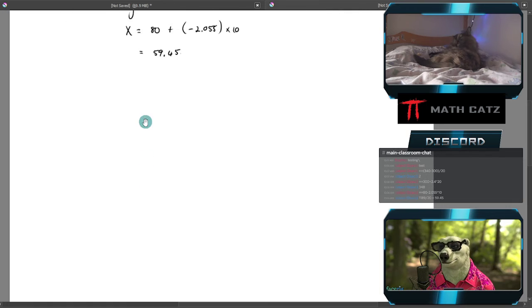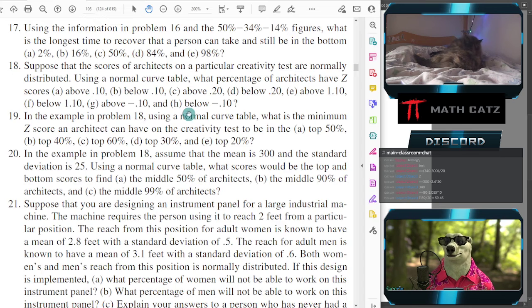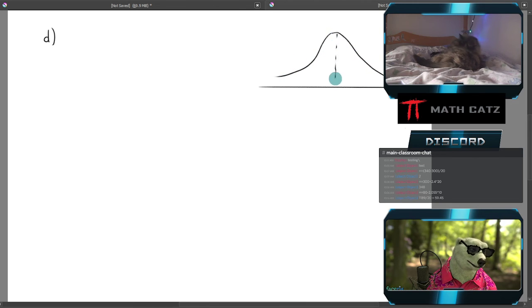Let's squeeze in one more. Why not? Let's do D. Let's see the question first. So now I want to know, still in the bottom 84%. Let's visualize this. It's always nice to visualize. So this is going to be, let's say, 1 and 2, -1, -2. I remember that this is 34% roughly. This is 14% roughly. And of course, this whole section over here is 50% roughly.